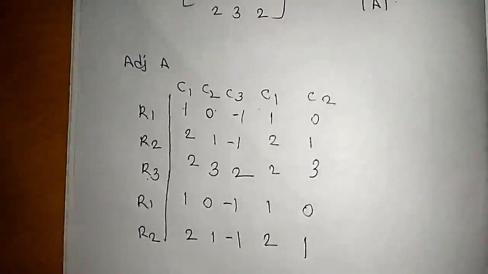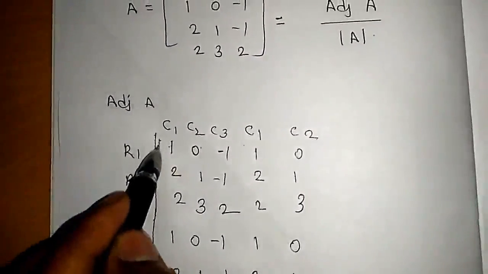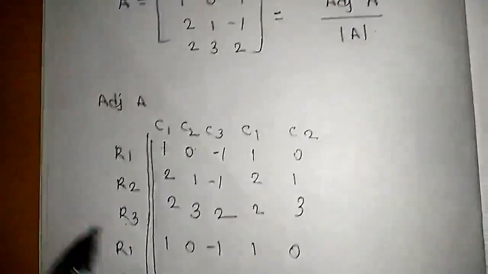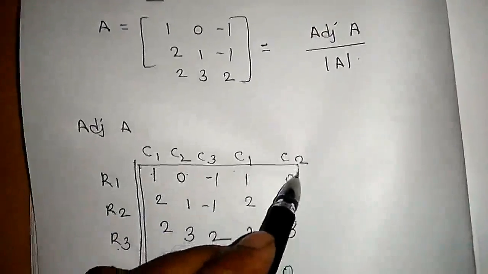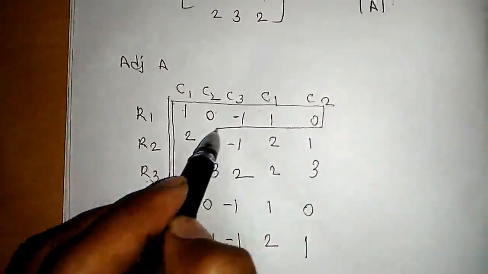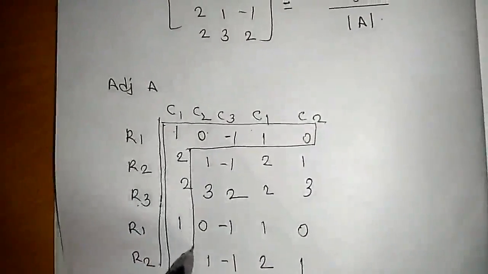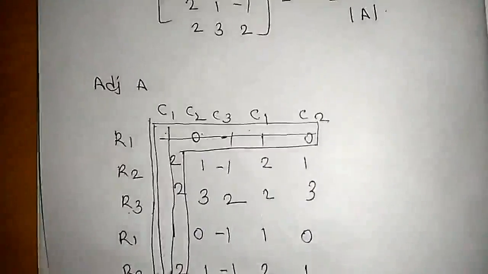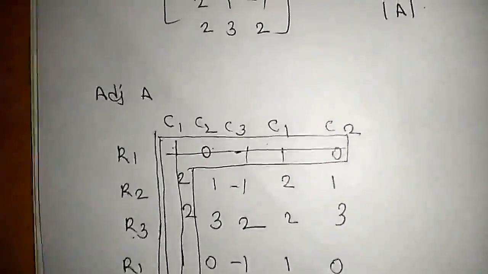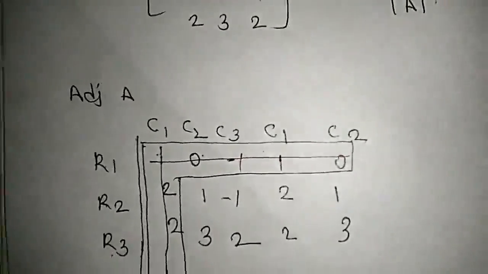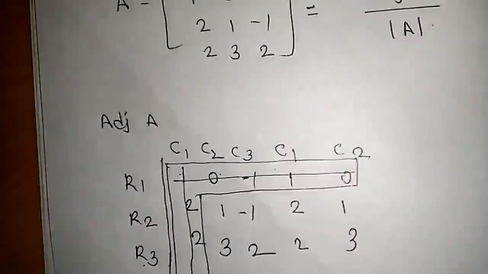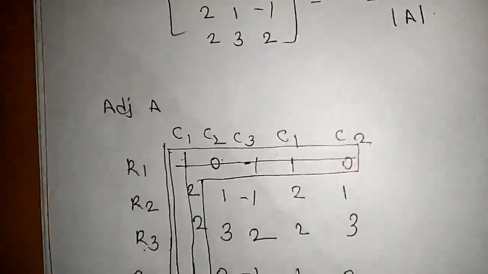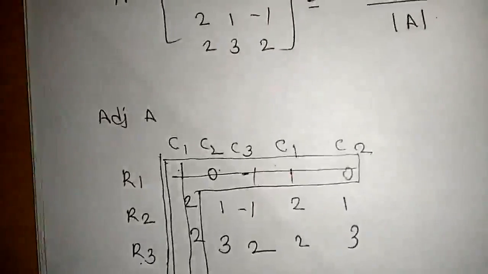Okay. Now after this I have to eliminate the first row and first column. So whatever is left, I have to write as the adjoint of A. Now how to find the adjoint?